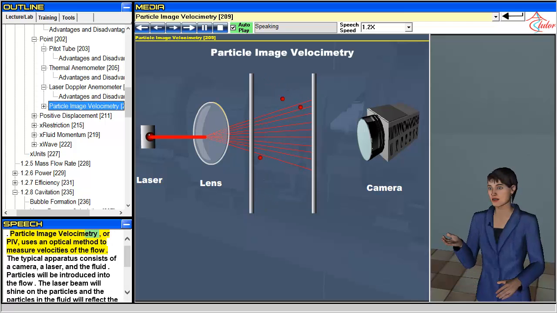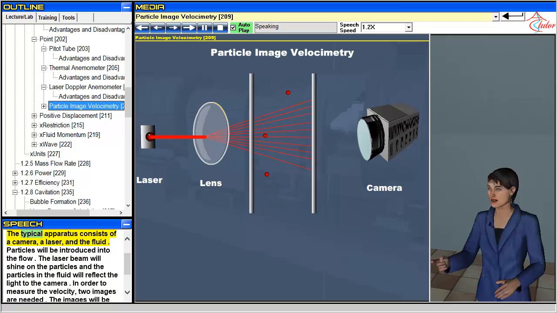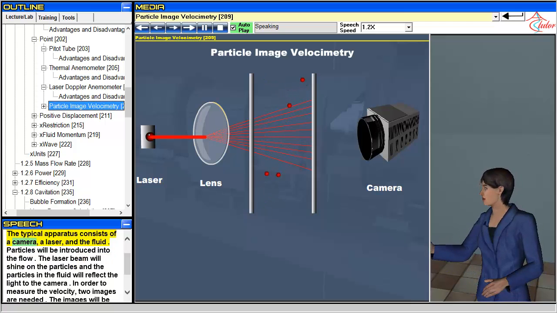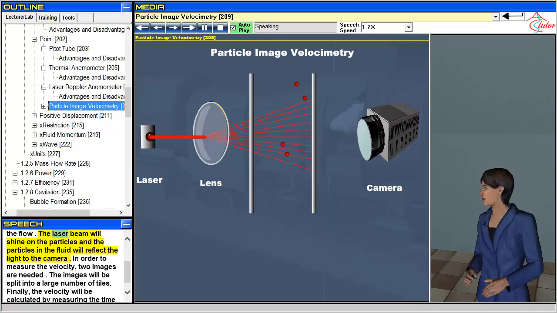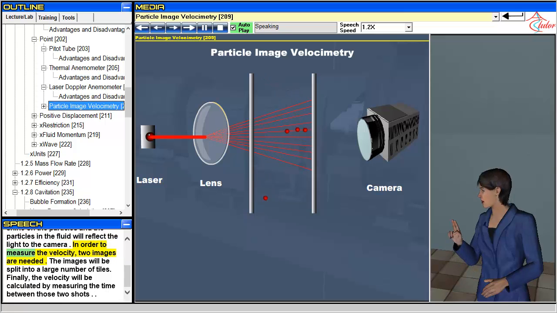Particle image velocimetry, or PIV, uses an optical method to measure velocities of the flow. The typical apparatus consists of a camera, a laser, and the fluid. Particles will be introduced into the flow. The laser beam will shine on the particles, and the particles in the fluid will reflect the light to the camera. In order to measure the velocity, two images are needed.